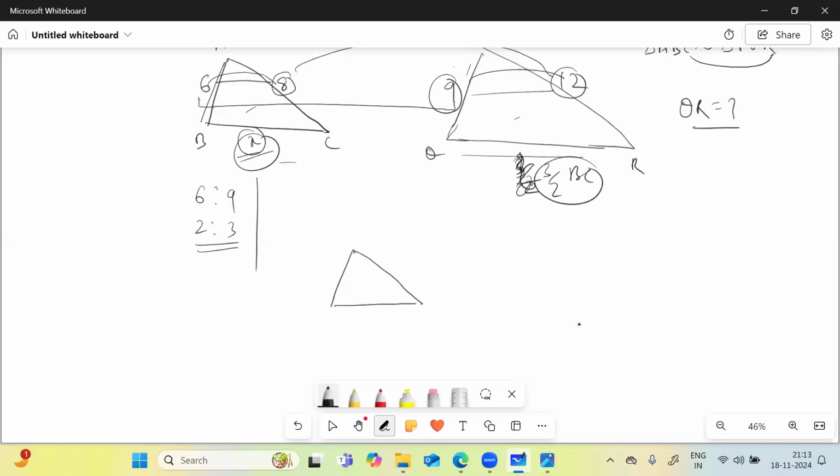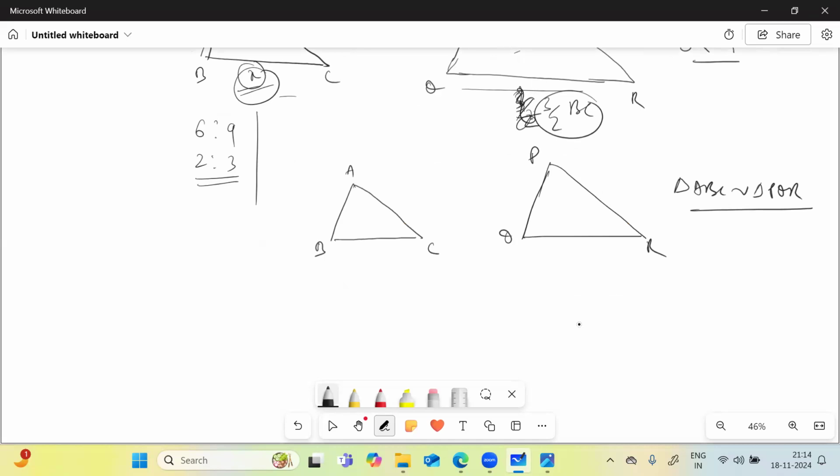either from one triangle and just look at it. This you will understand. And by default, triangle ABC is similar to triangle PQR. So we can write it like AB divided by PQ is equal to BC divided by QR is equal to AC divided by PR.